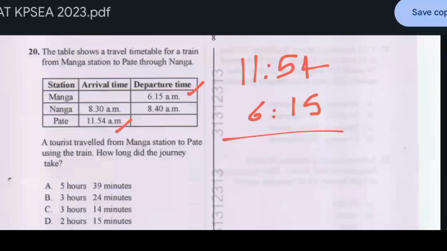4 minus 5 is impossible. Borrow from there, becomes 4. That is 14. 14 minus 5 is 9. 4 minus 1 is 3. And 11 minus 6 is 5. So it took 5 hours, 39 minutes.